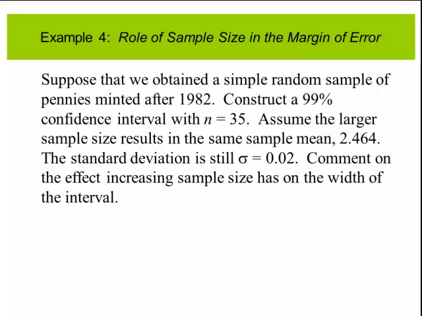Suppose that we obtain a simple random sample of pennies minted after 1982. Construct a 99% confidence interval with n equal to 35. Assume that the larger sample size results in the same population mean, 2.464. The standard deviation is still sigma equals 0.02. Comment on the effect increasing the sample size has on the width of the interval.